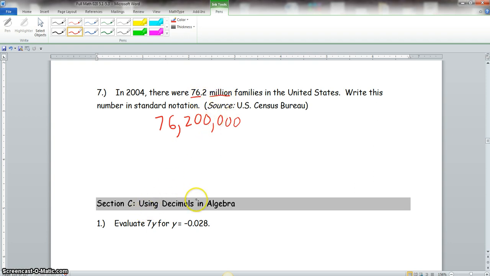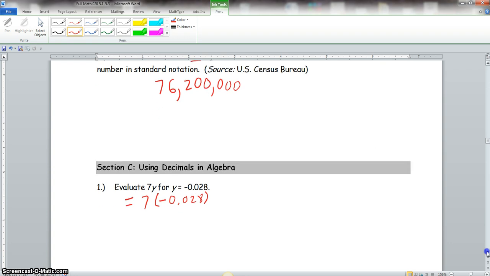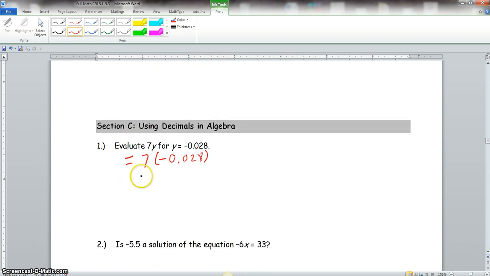Okay, now we go to section C. It says using decimals in algebra. Evaluate 7y for y is equal to negative 0.028. So we'll substitute. We will have 7 times a negative 0.028. Now we know a positive times a negative is negative. So we know our final answer is going to be negative, so we don't have to worry about the negative sign right now.